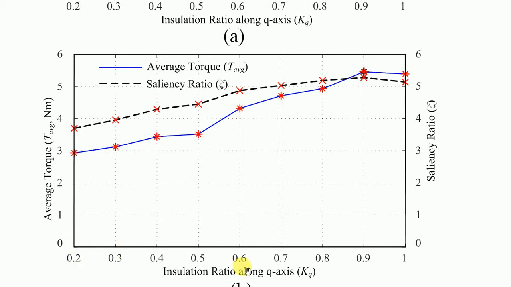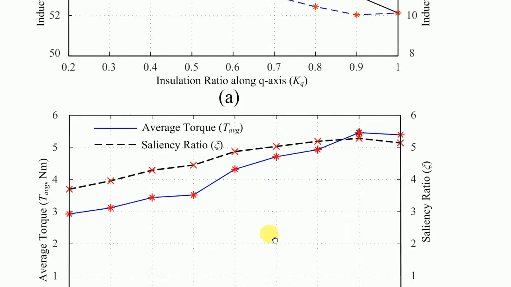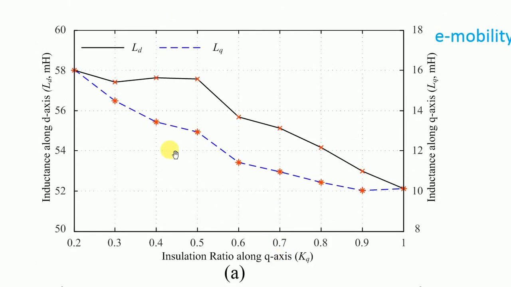Because of the introduction of air in the structure, KQ is the effective air gap provided in the rotor divided by the effective iron in the rotor. So KQ is increased means the air gap is increased, right? And of course iron is decreased. So air gap is increased, because of that the anisotropy property of the rotor will increase, which will eventually decrease your LQ. However, the LD remains almost constant during this 0.2 to 0.6.